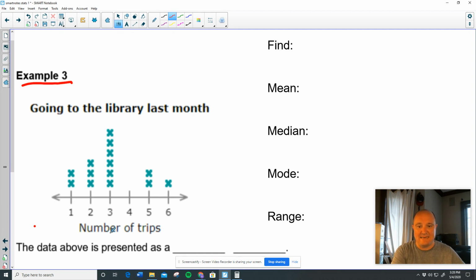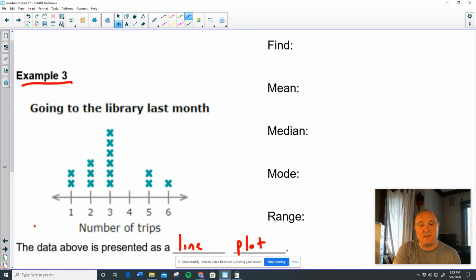Now, when we present data like this, we're going to call that a line plot. Now, like many different types of charts, you have to know how to read it. So this is not telling me that this person went to the library 6 times. This doesn't mean person number 3 went 6 times. It doesn't mean person number 6 went once. Each X here is a person or a value.